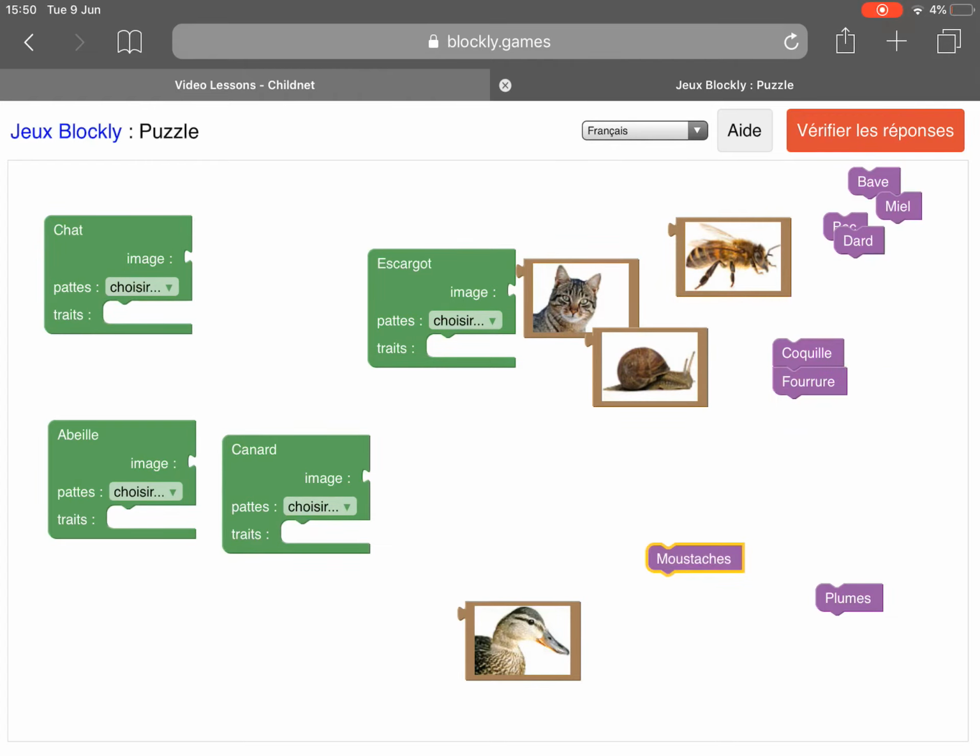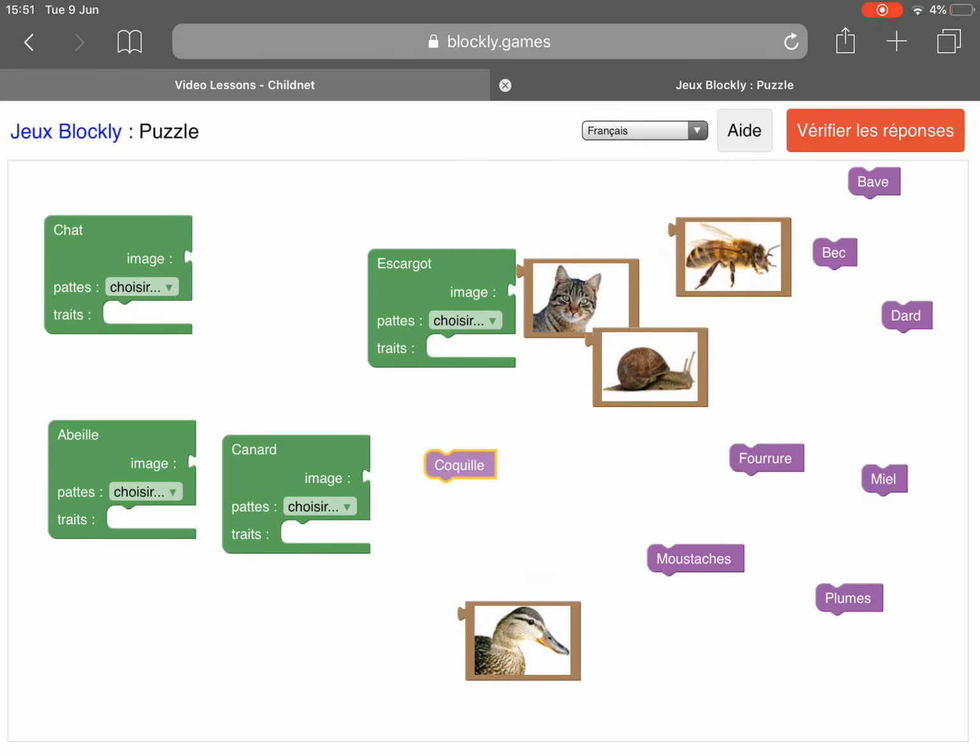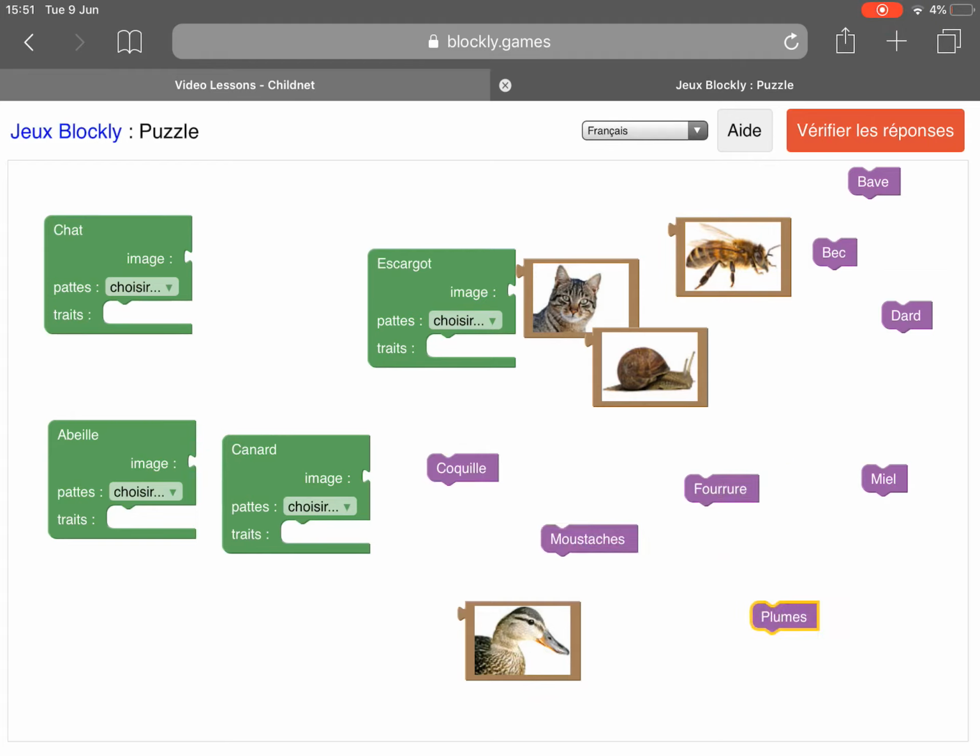And obviously this is really hard because some of these are quite unusual words. So bec will be beak, miel is honey, but some of them you wouldn't expect young children in primary school necessarily to understand. So you might have to help, or you might have to do a bit of research. So it's a really good site.